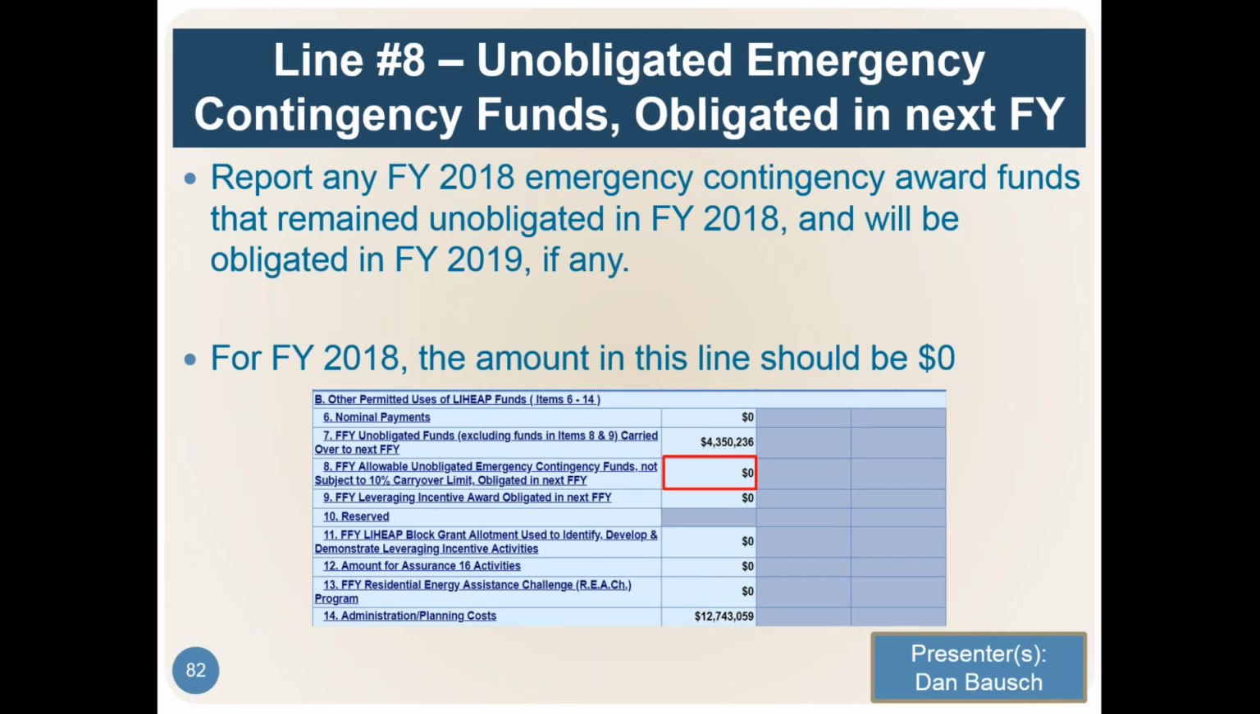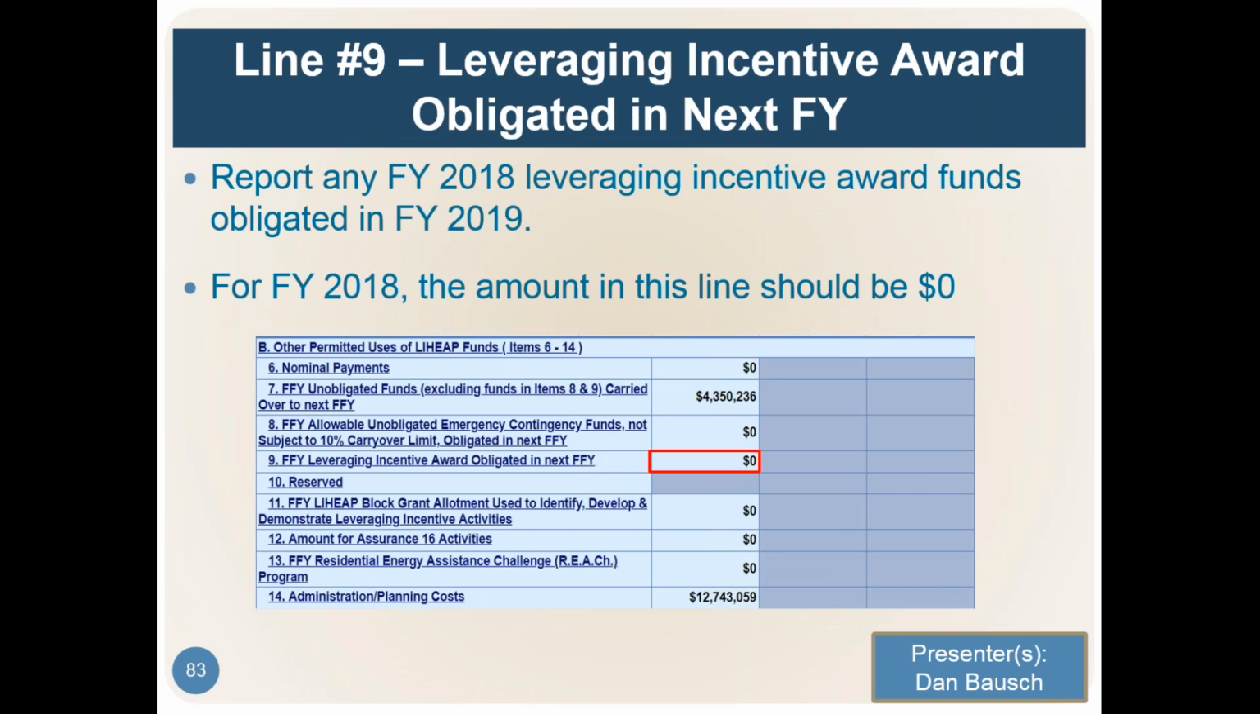Line 8 is another example of a line that should be $0 for the 2018 report. This is for that concept Melissa explained earlier of emergency contingency funds that are being carried over into the next federal fiscal year, but it should be 0 for this year's report. Line 9 is to report leveraging incentive awards that will be obligated in the next federal fiscal year. This also should be $0 for this year's report.